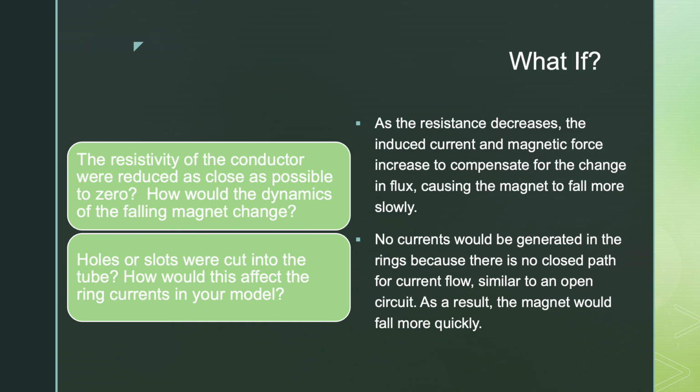Another what if is, what if holes or slots were cut into the tube? How would this affect the ring currents in your model? If holes or slots were cut into this, there would be no current generated within the ring or the tube, because the path would not be closed, and there wouldn't be current to flow. The best way to relate this is to an open circuit. So there would be no induced current, and the magnet would just fall very quickly.